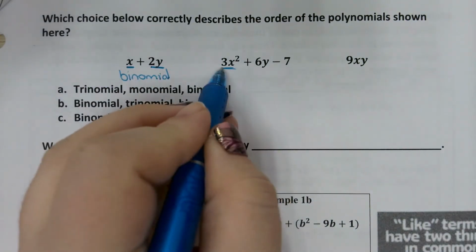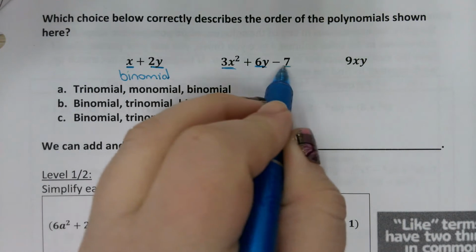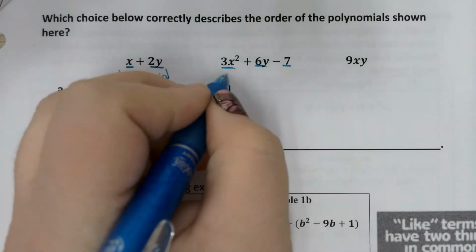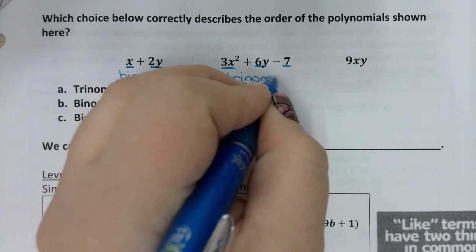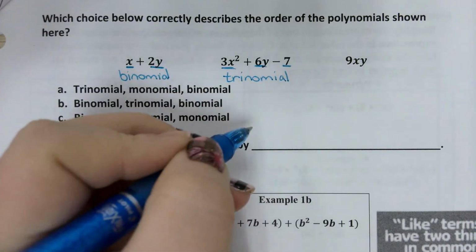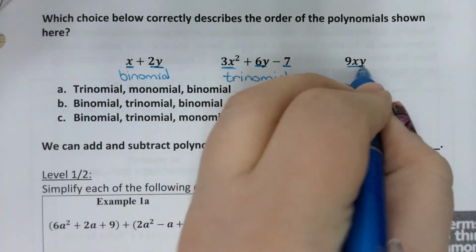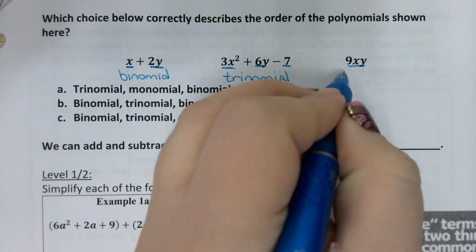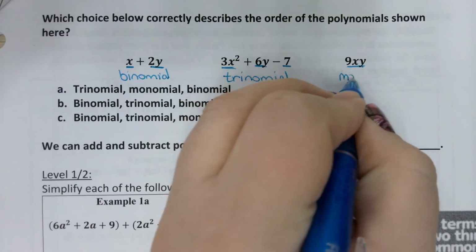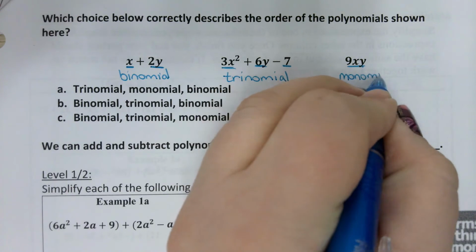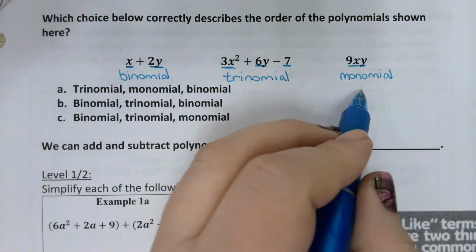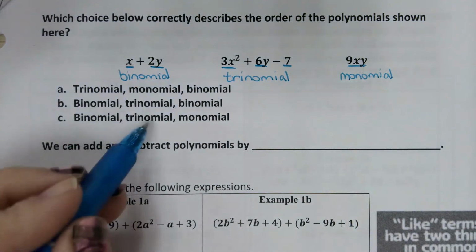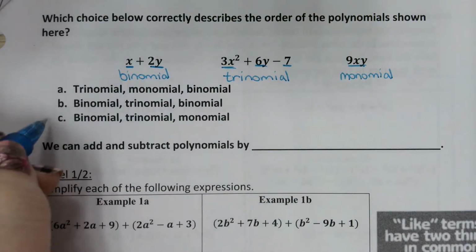There are three terms here because they're separated by addition and subtraction symbols. So that makes this a trinomial. And there's just one term here because there are no addition or subtraction symbols. So that makes this a monomial. So binomial, trinomial, monomial, that would be C. Binomial, trinomial, monomial.